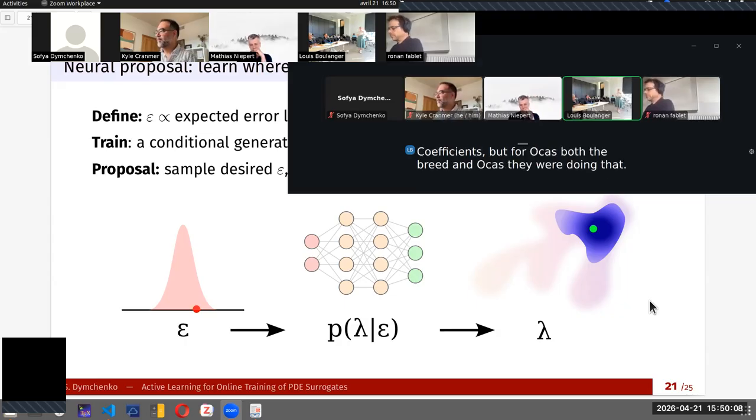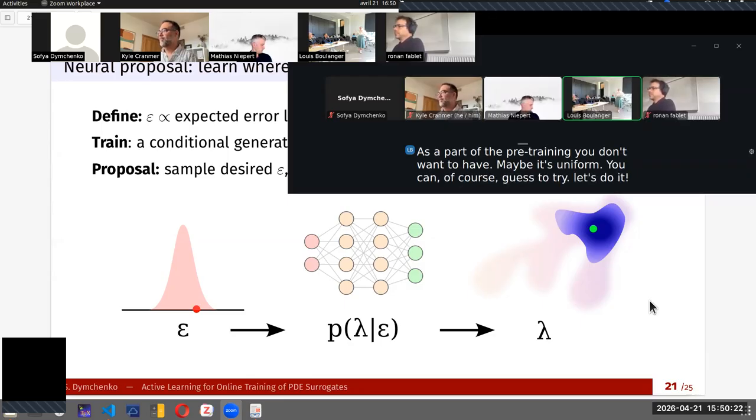And I think that's also very interesting because, for example, if you have Navier-Stokes and you choose the viscosity as a part of the pre-training, maybe it's uniform. You can, of course, guess and try, oh, let's do it logarithmic or proportional to something. But maybe for some systems it's not so obvious which should be the really good prior. And so then the model can find it itself.